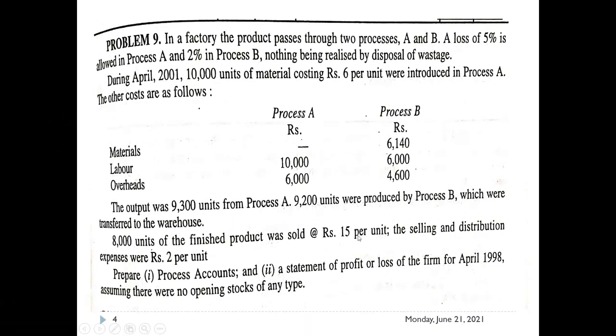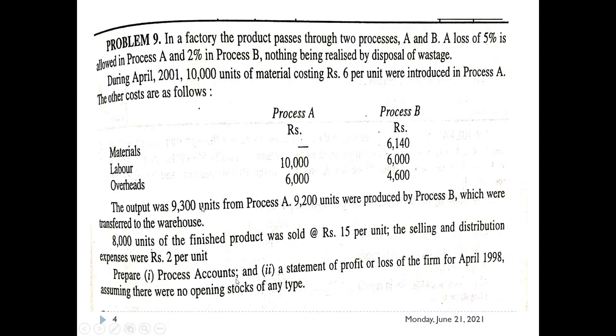So actually units sold, selling expenses, then sales, these do not come under process account. We have to prepare another account or statement calculating the profit. Selling and distribution are not part of the process account. In process account, only costs up to production are recorded, that means up to administrative expenses. Selling and distribution expenses are shown separately.